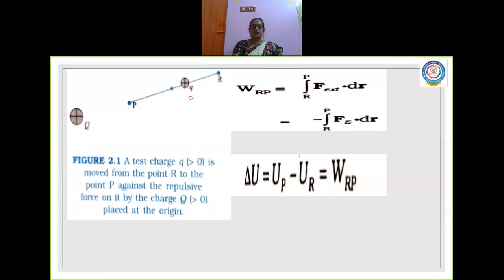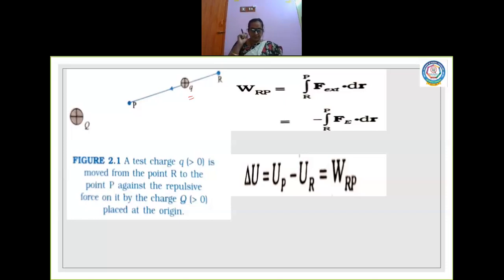Is it clear, children? Hope you understood this equation. Now this is the work done by the external force. Now here this is the Coulomb force, which is due to the force of repulsion. So this work done is against the electric force, and this work done is stored as potential energy.